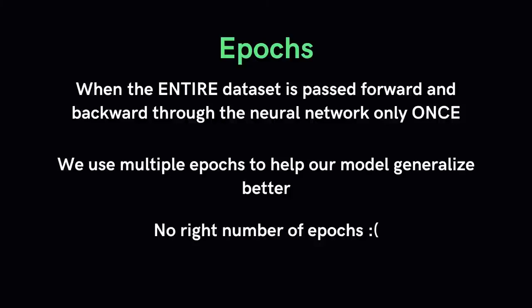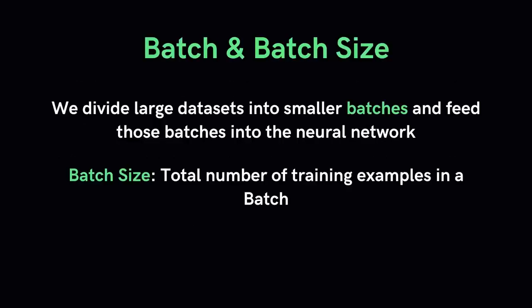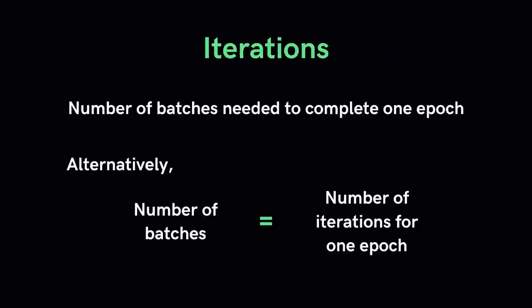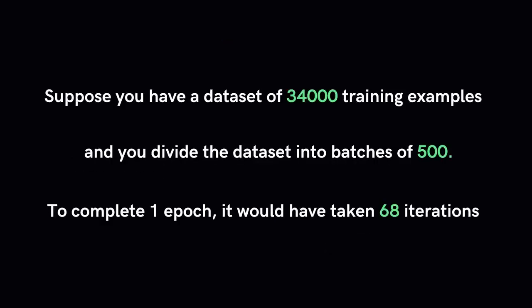Sometimes your dataset can include millions of examples. Passing this entire dataset at once becomes extremely difficult. So what we do instead is divide the dataset into a number of batches, rather than passing the entire dataset at once. The total number of training examples present in a single batch is called a batch size. Iterations is the number of batches needed to complete one epoch. Note, the number of batches is equal to the number of iterations for one epoch. Let's say that we have a dataset of 34,000 training examples. If we divide the dataset into batches of 500, then it will take 68 iterations to complete one epoch.